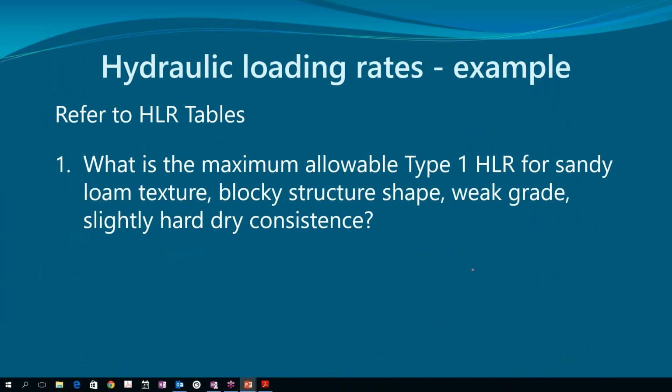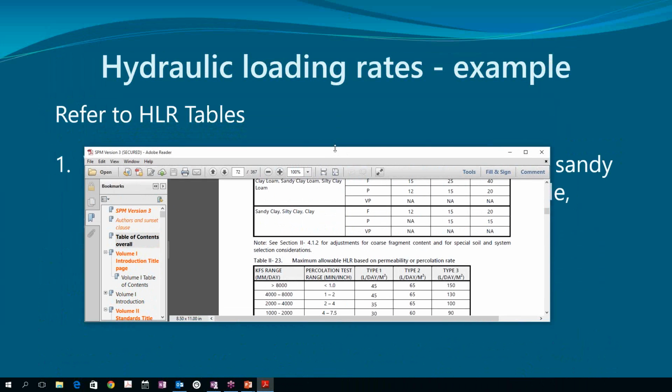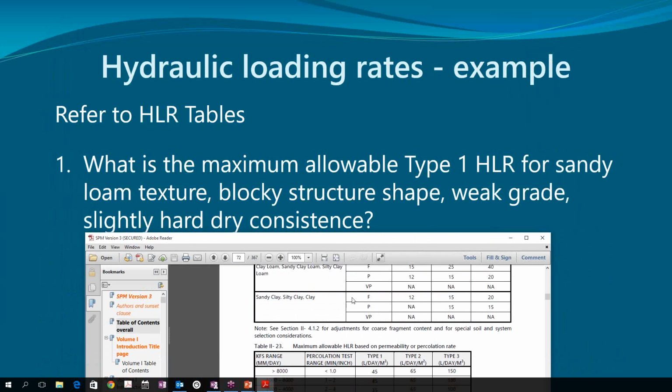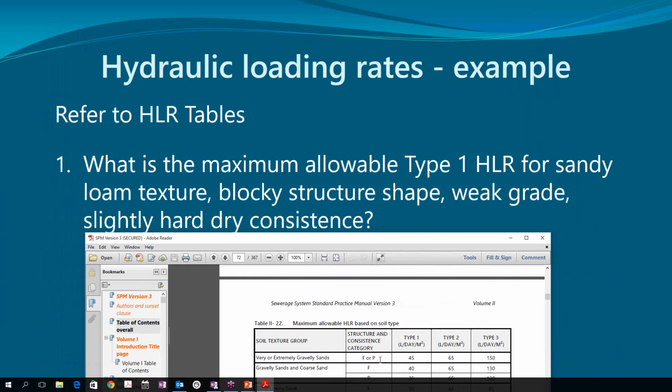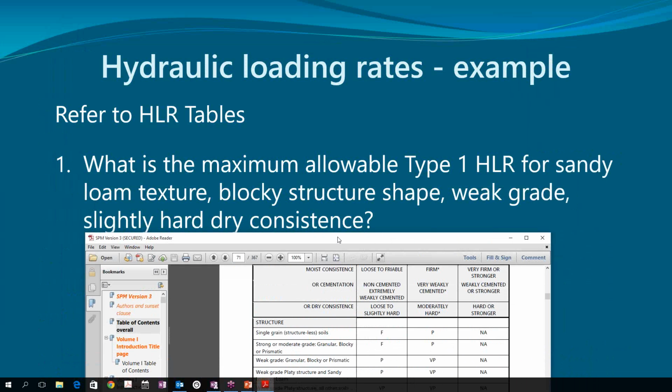So there's the data. You remember the first step is to determine the structure and consistence category. The next step is to determine an HLR based on that. The third step is HLR based on permeability. Let's start with structure and consistence category. So there's our categories, and it tells us that it's sandy loam, blocky.